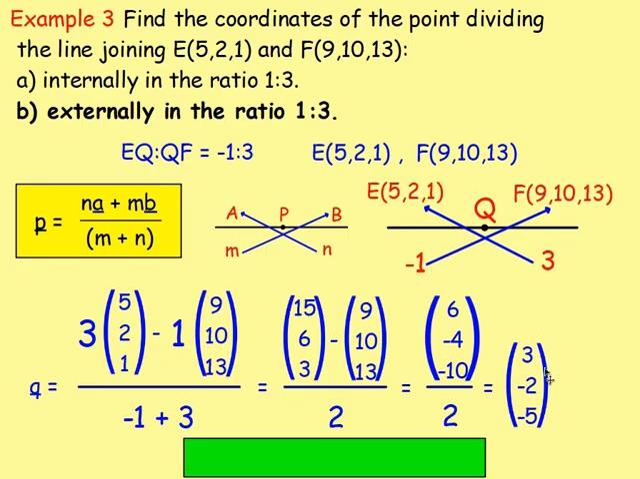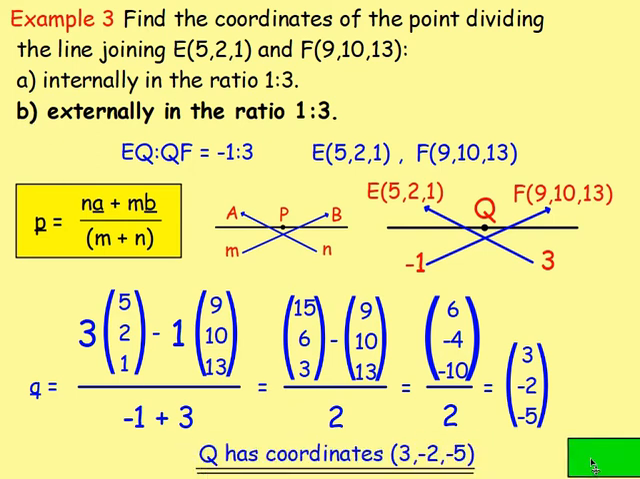Meaning then, that point Q, I'm calling it, remember I used point P in the A, so I'm going to use point Q here. So Q would have the coordinates (3, -2, -5).